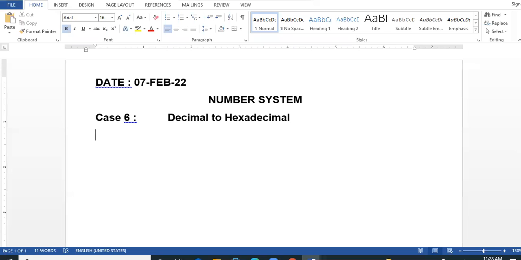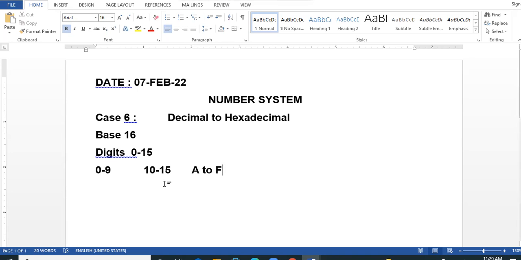Now hexadecimal has the base 16 and the digits covered under this are 0 to 15. When we are dealing with the hexadecimal result, from 0 to 9, we take it as it is. But when the result is from 10 to 15, we replace it with the coding A to F.